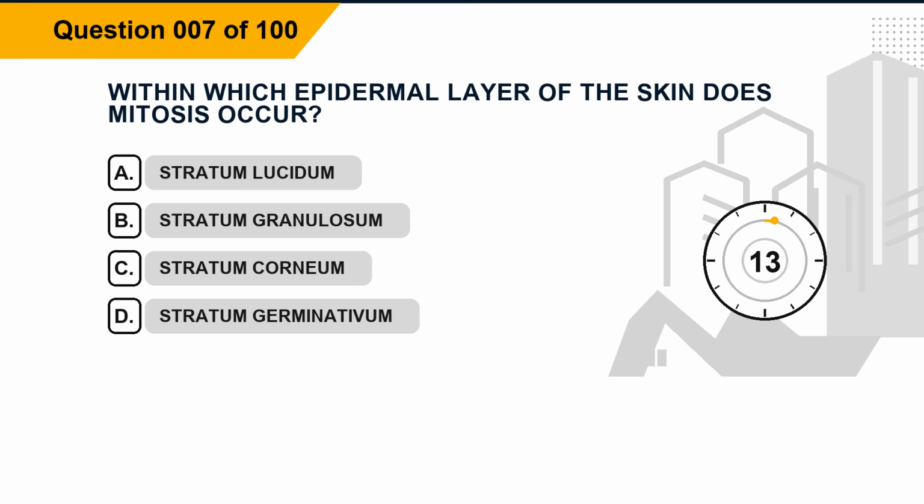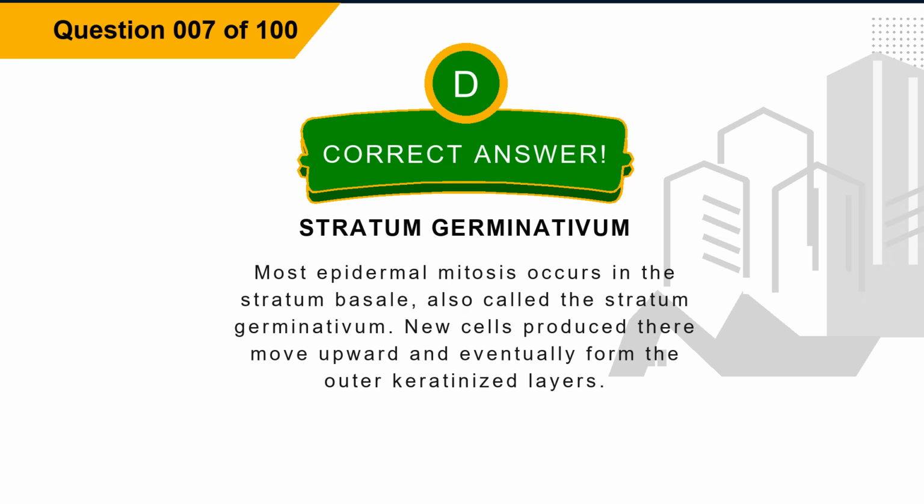Question 7. Within which epidermal layer of the skin does mitosis occur? Option A, stratum lucidum. Option B, stratum granulosum. Option C, stratum corneum. Option D, stratum germinativum. The correct answer is option D, stratum germinativum. Explanation. Most epidermal mitosis occurs in the stratum basale, also called the stratum germinativum. New cells produced there move upward and eventually form the outer keratinized layers.